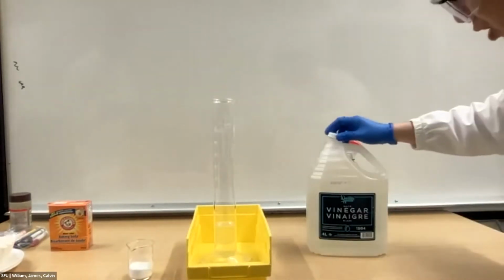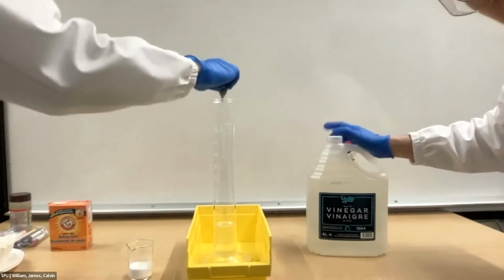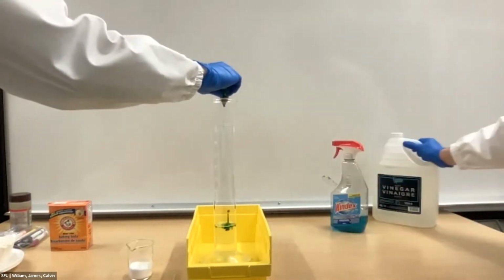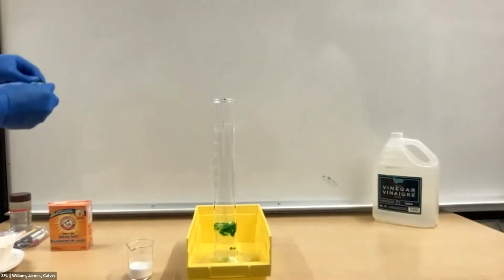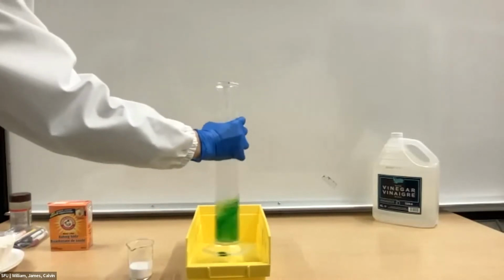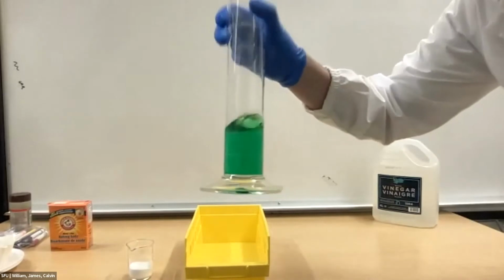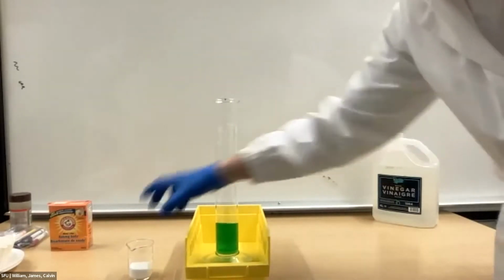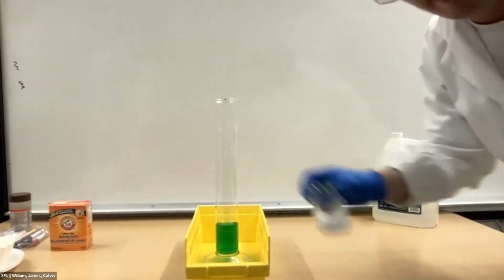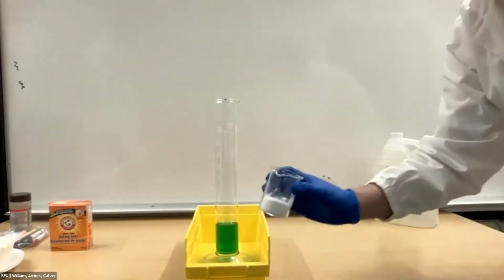To make things a little more interesting, let's make a green volcano in this case. So we'll add in some green food coloring. Give it a good mix. And so now we have our green vinegar. And let's see what happens when we mix this baking soda in there as well.